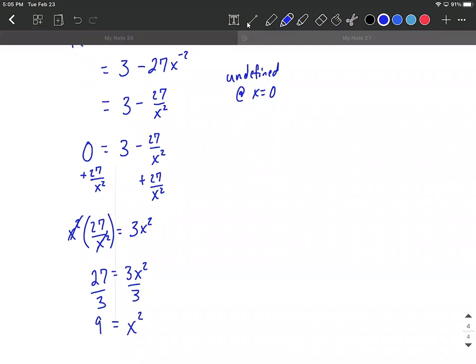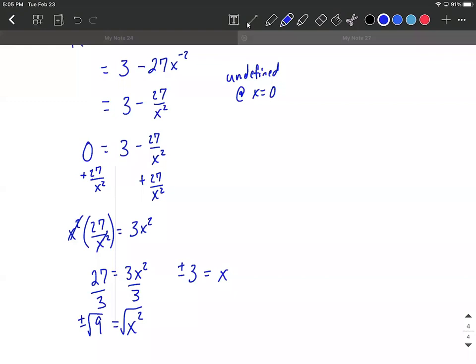All right, to solve this the rest of the way, we're going to get rid of our square by applying the square root to both sides. When we apply the square root to both sides, we need to remember to use both a positive and a negative. All right, so that gives us x equals positive 3 and negative 3 for two more critical numbers.